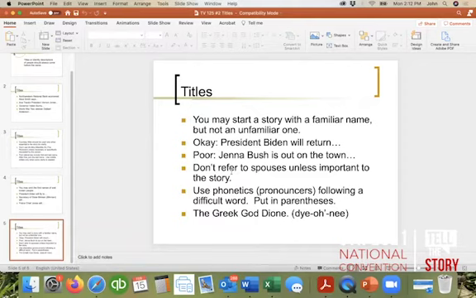Use phonetics and pronouncers. That's what I referred to in that previous slide. Pronouncers follow a difficult word and are put in parentheses, like the Greek god Dione. Now, you could also capitalize some of these words if there's a specific emphasis. Like if I wanted to say Dione, I could capitalize the O, so the person would see the emphasis that way.